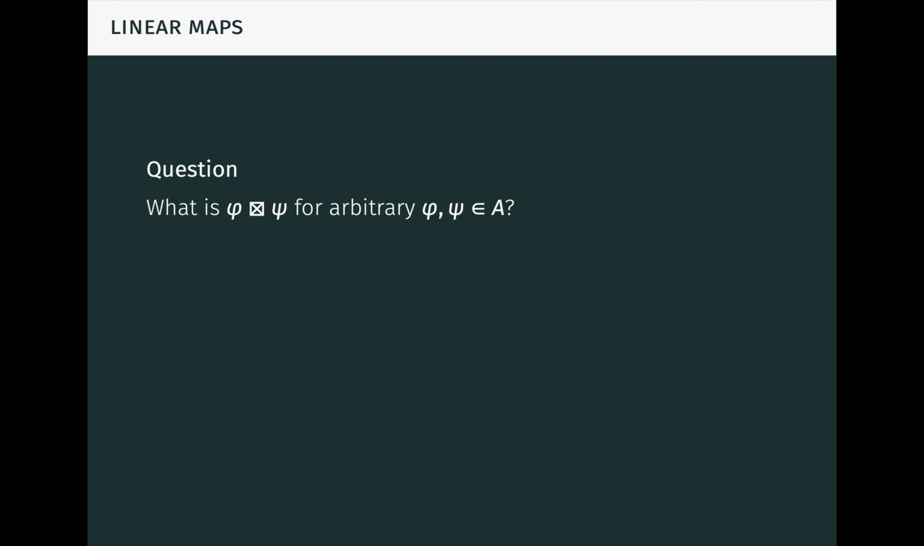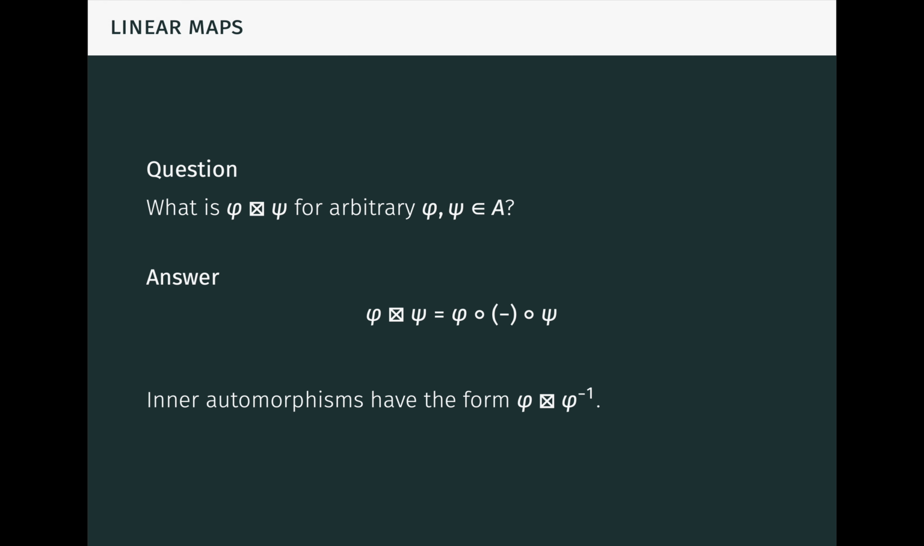Of course, the burning question on any sound mind is what is phi tensor psi for arbitrary transformations phi and psi? The answer is that it's bicomposition with phi and psi, postcomposition of phi and precomposition of psi. Remember, this is a linear transformation of linear transformations. It takes as input a linear transformation, postcomposes phi and precomposes psi, and returns the composite as output. In particular, inner automorphisms have the special form phi tensor phi inverse for invertible phi.